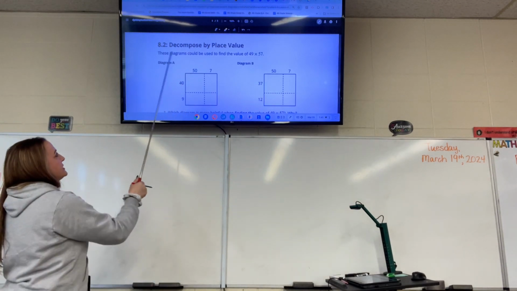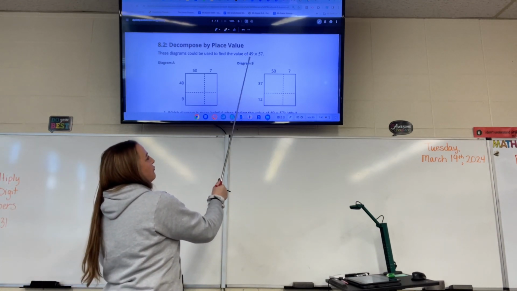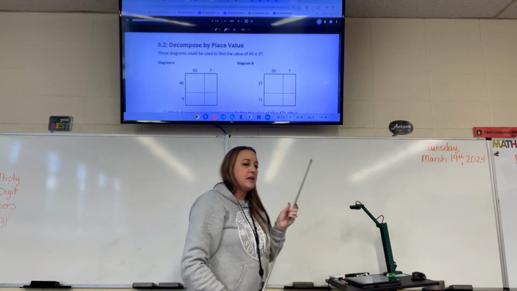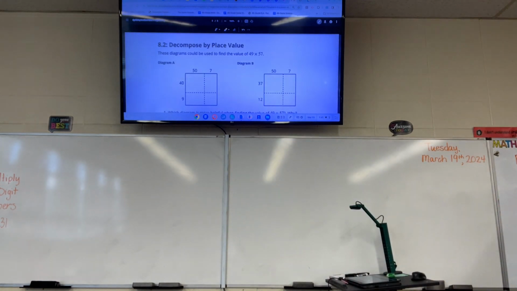I want to talk about this. It says these diagrams could be used to find the value of 49 times 57. Now we're going to talk about, I hope you're not getting ahead of me. Don't do that, Jada. Okay? This is important that you hear this part.